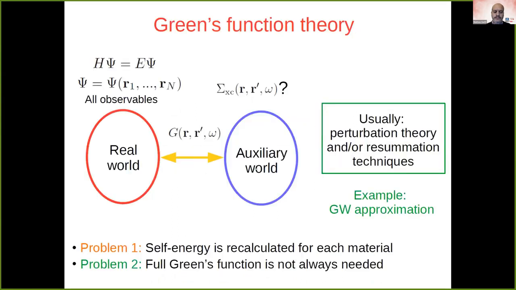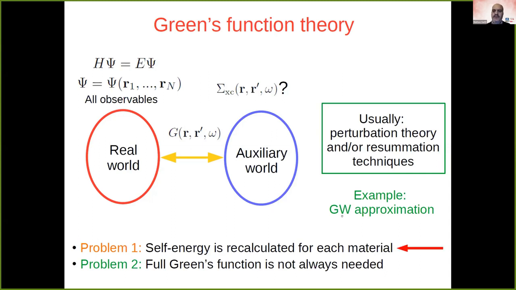But still, the Green's function theory is much more expensive than Kohn-Sham DFT. And the main reason is the fact that the self-energy is recalculated for each material, contrary to the LDA and Kohn-Sham LDA, where we import some information from a model. In this case, we calculate the self-energy, calculating G and W each time we need to calculate a different material. So this is very costly.